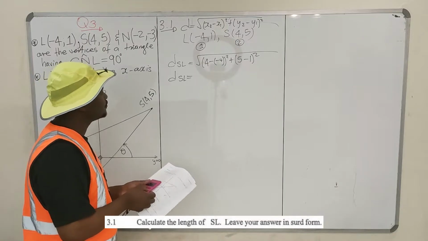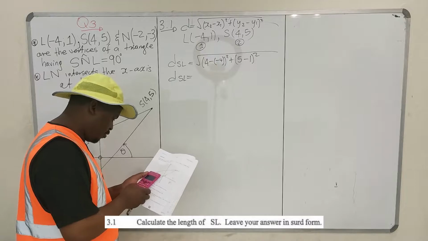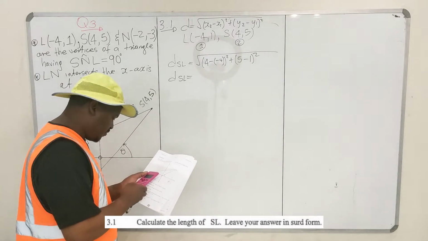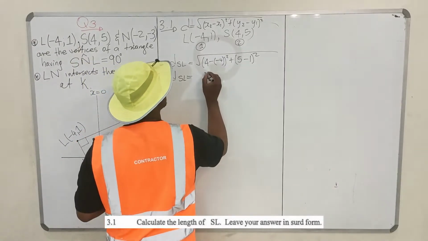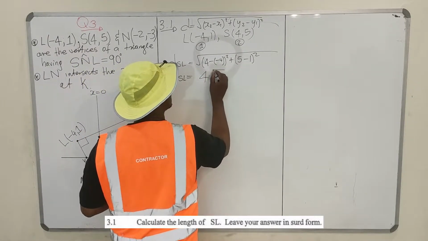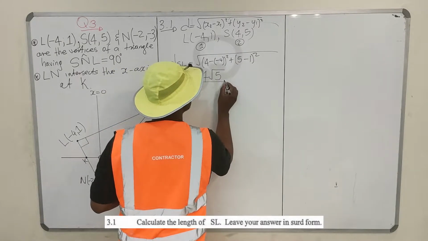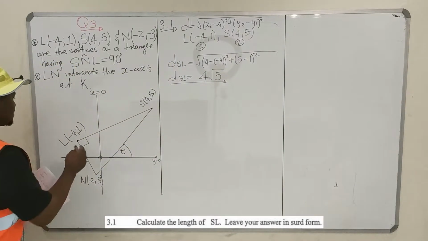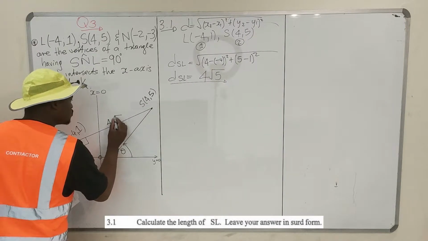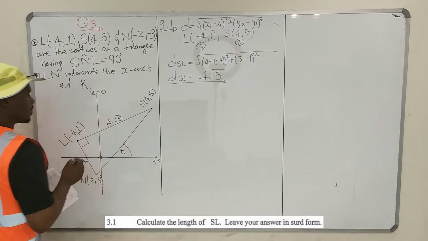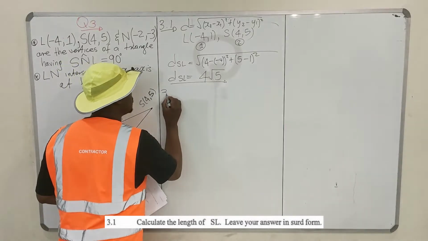So let's do that. Square root of 4 minus negative 4 all squared plus 5 minus 1 all squared. So the answer is 4 square root of 5. This is your answer. This is your distance for SL. SL is this distance here. You know it's 4 square root of 5. Here we go. Done. Go to the next one, 3.2.